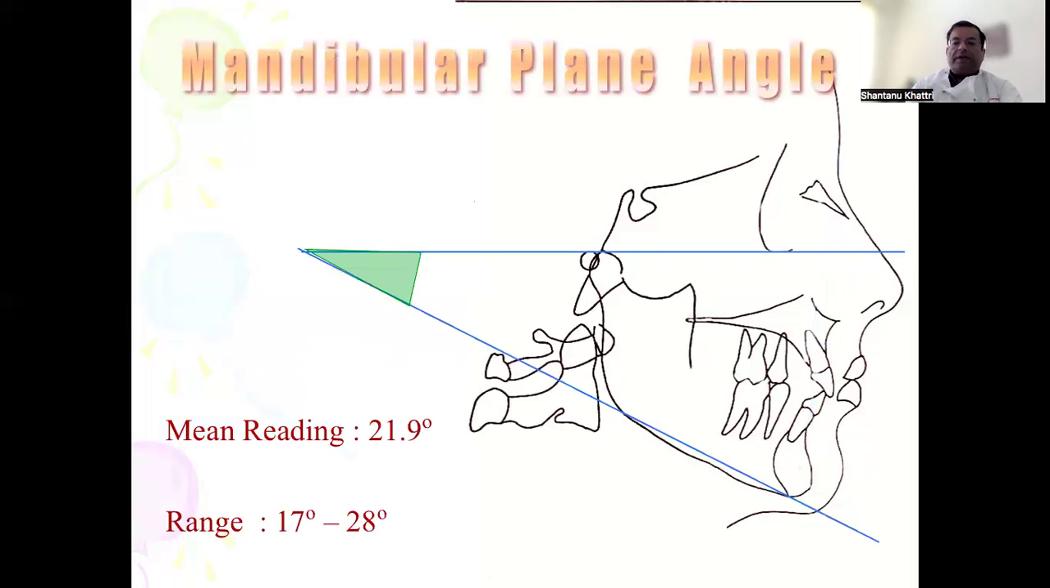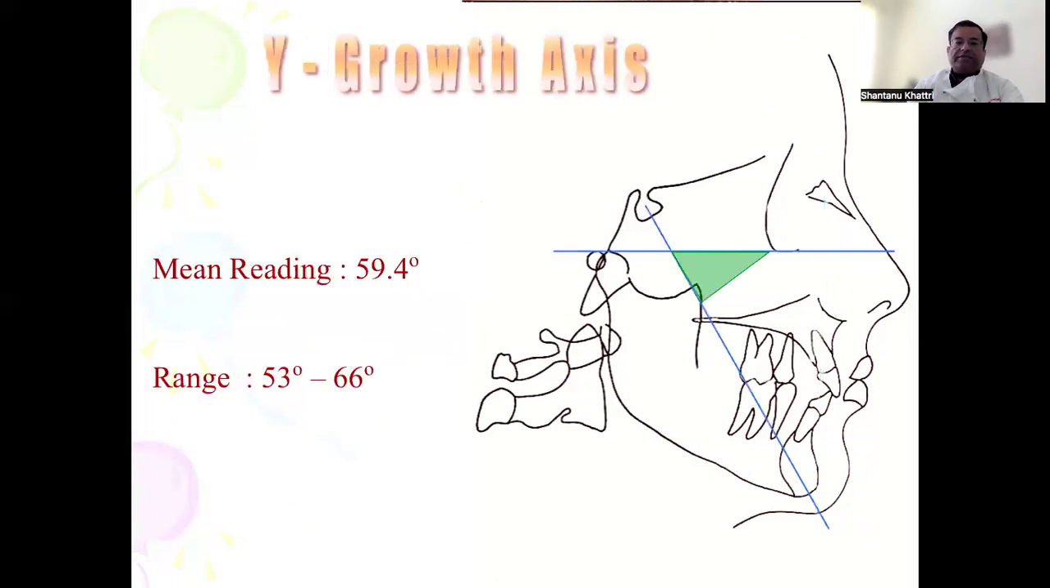Next is the mandibular plane angle. It is between the line from gonion to menton and the FH plane. This reading tells about the growth pattern of the mandible, whether it is a vertical growth or a horizontal growth. The mean reading is 21.9 degrees and the range is between 17 to 28 degrees.